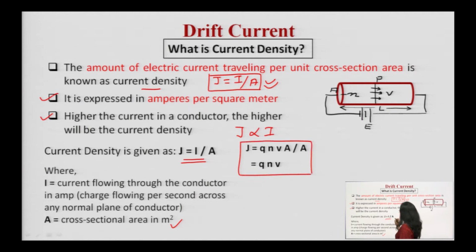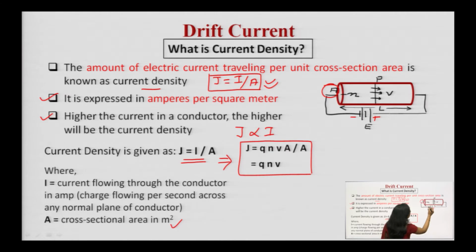At the same time, J is I upon A, so from this equation you can write down what I is. I is the charge flowing per second across that particular plane. So what is the charge? Q is the charge on the electron. If you observe this diagram, let me relate it from here. This is a piece of semiconductor bar, its length is L, and A is the cross sectional area. If the applied potential is in this manner, with this the negative terminal of the battery and this the positive terminal, what will happen?